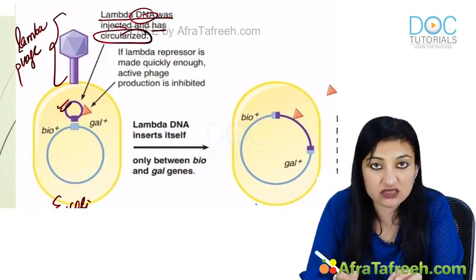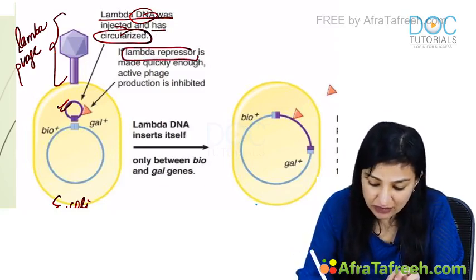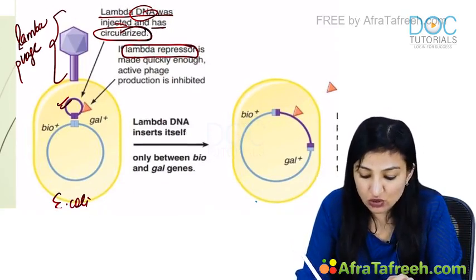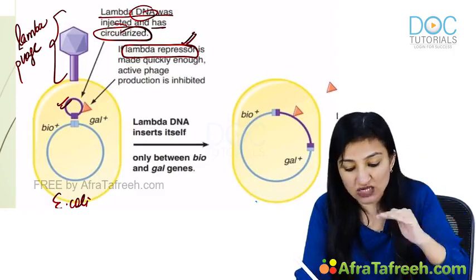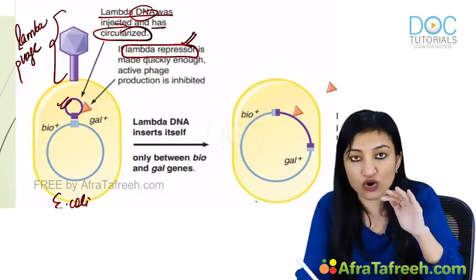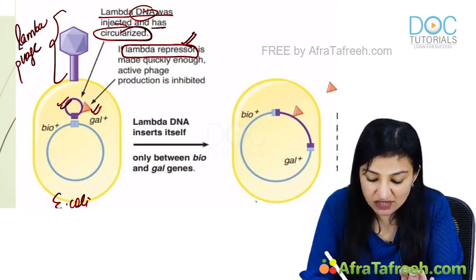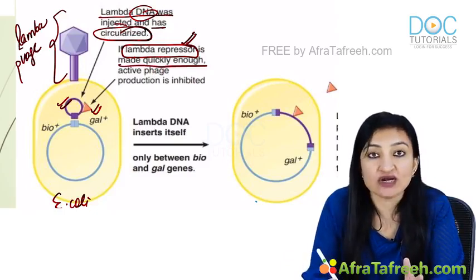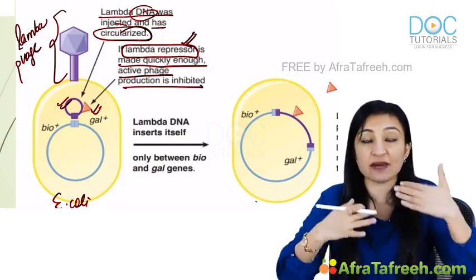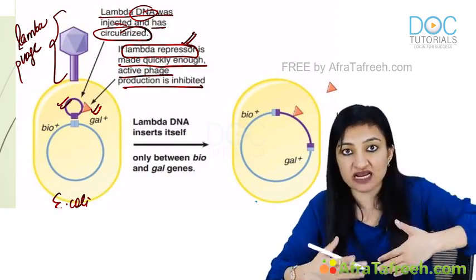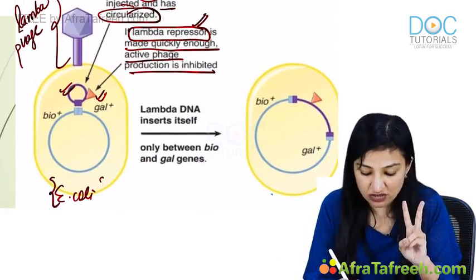So this purple circle is nothing but the phage DNA, right? And there is a protein called lambda repressor. The bacterial cell is making a protein called lambda repressor. As the name implies, this protein is going to repress or stop the activity of the lambda phage. So if this lambda repressor, which is shown as this orange triangle, is made quickly enough, the phage will not multiply in this bacterial cell. So active phage production is inhibited. As the name implies, lambda repressor, the lambda should be repressed or suppressed. Now I want you all to focus on two important genes in this E. coli.